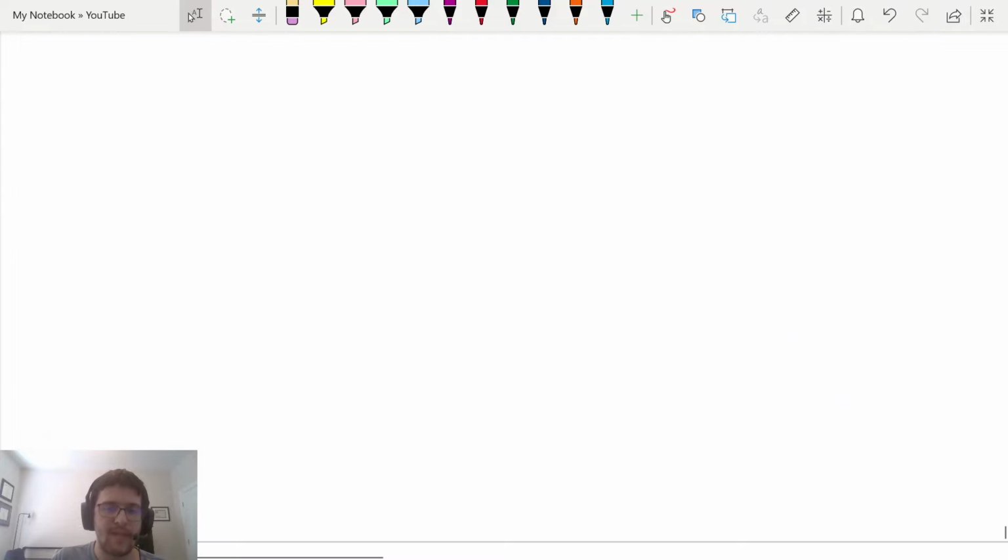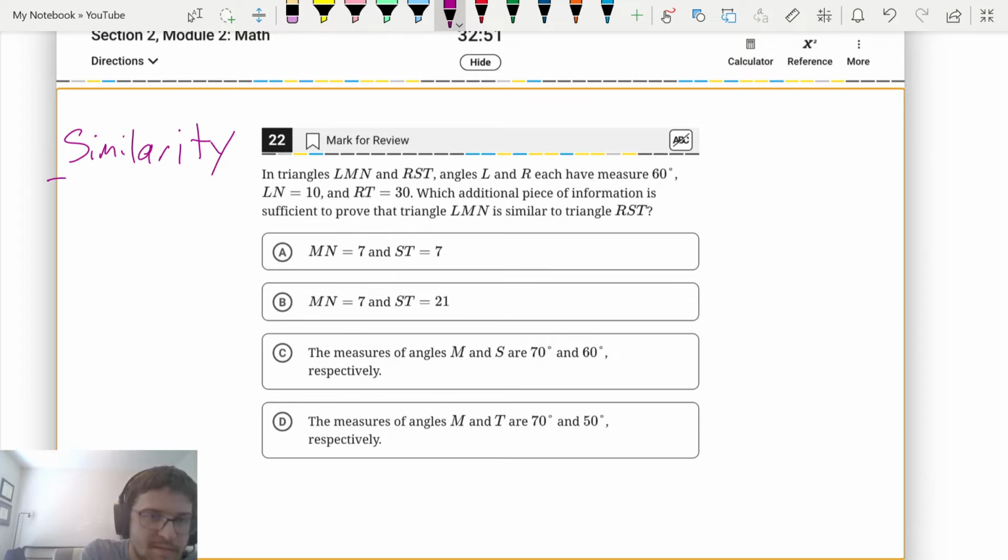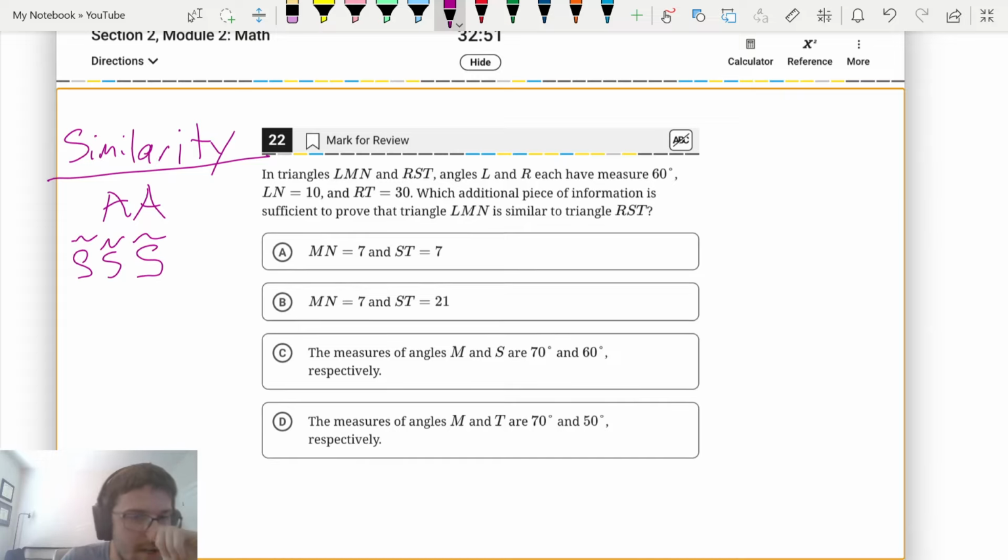All right, last one. It's another kind of tricky one. Okay, so first of all, there are 3 criteria for similarity that you need to know for the test. So angle, angle. That means 2 sets of corresponding angles are equal. S, S, S, and I like to put squiggles on them to differentiate from congruence. So S squiggle, S squiggle, S squiggle. And that is when all 3 sets of sides are proportional.